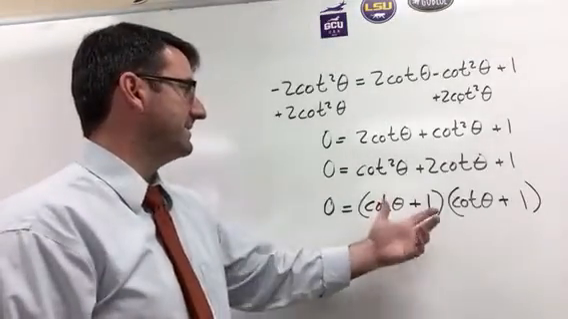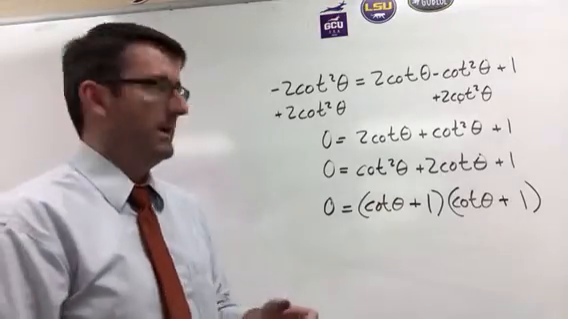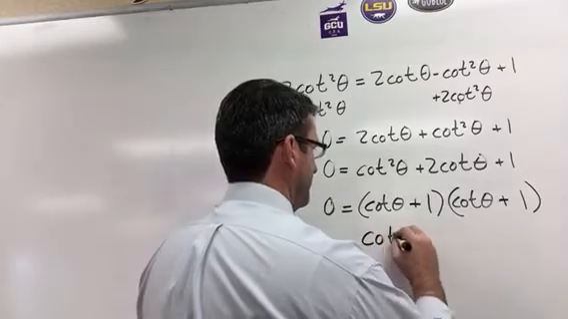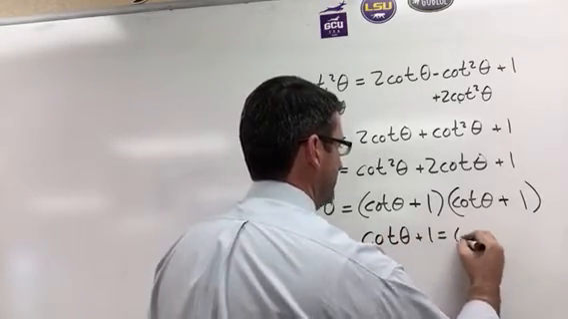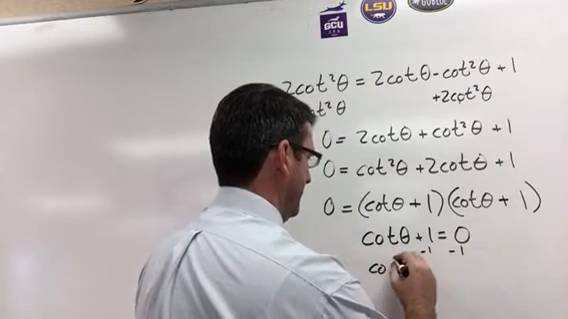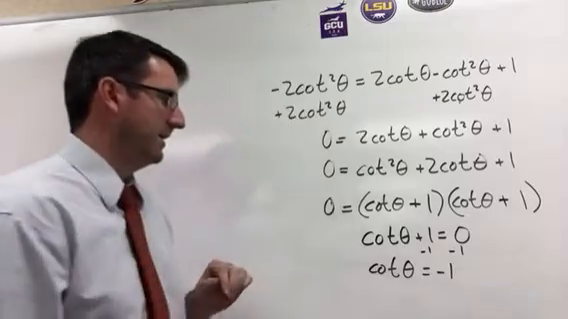And now the next step is to set each of these terms equal to 0. But since they're both the same, we can just set one of them. Just get cotangent theta plus 1 equals 0. Subtract 1 from both sides, you get cotangent theta equals negative 1.